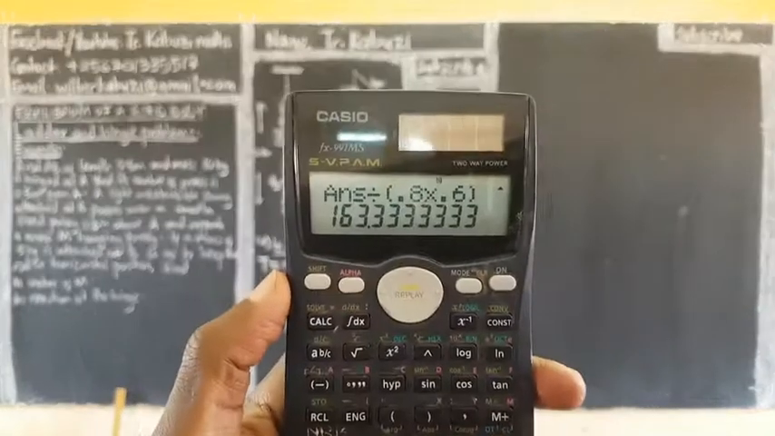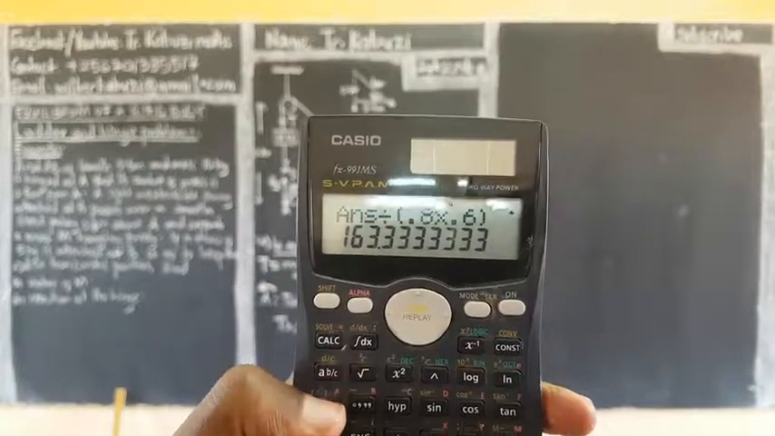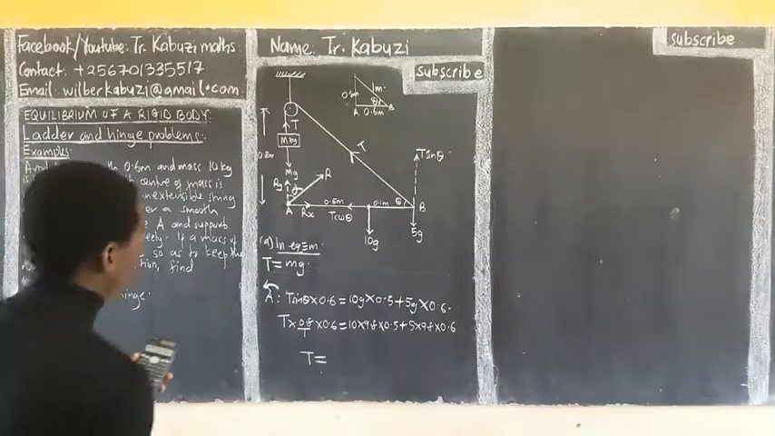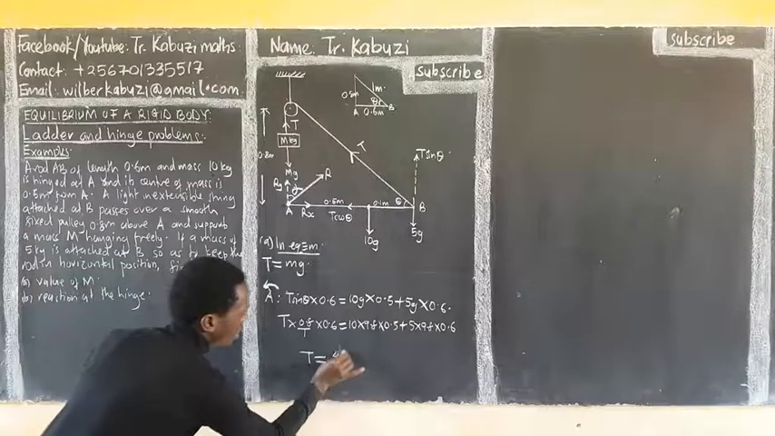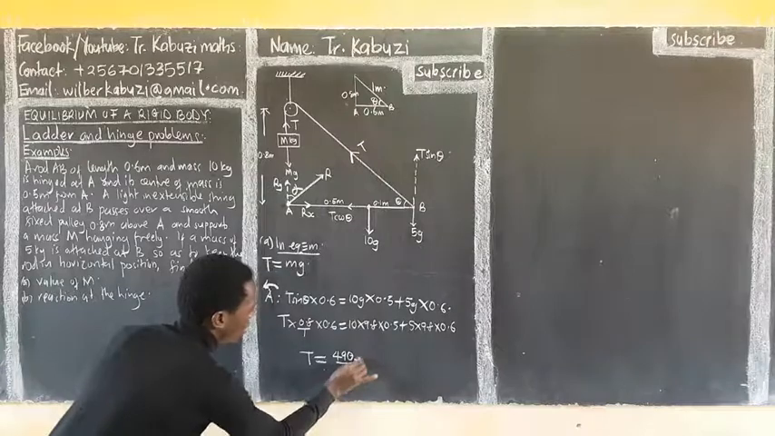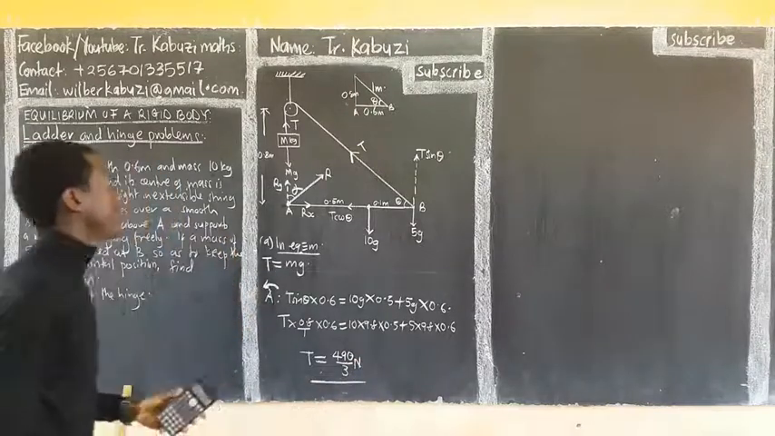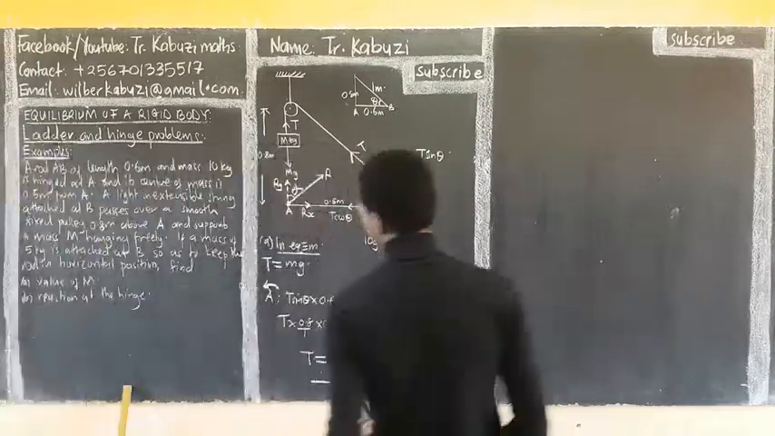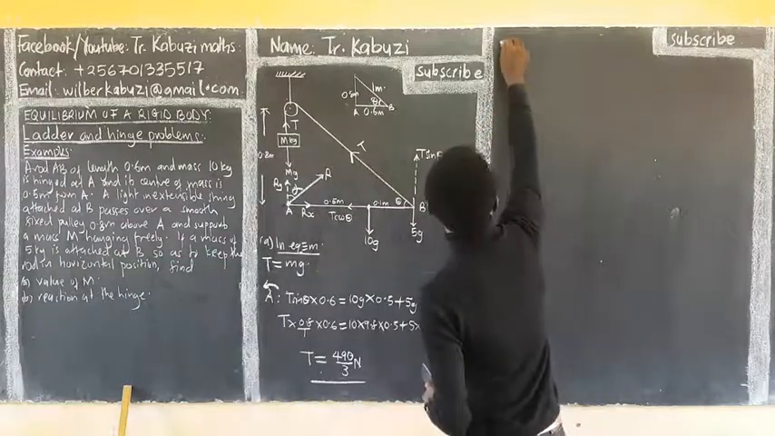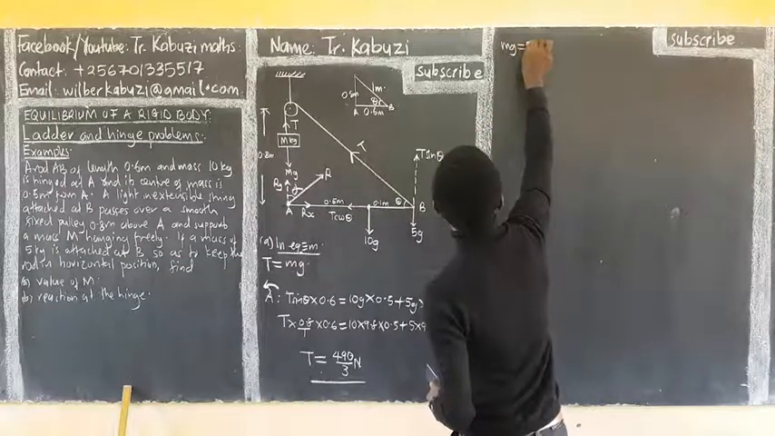That's the answer I'm getting. Then I convert to a fraction. You see that it's going to be 490 over 3 newtons. That's going to be my tension. So after getting the tension, now I can come and I get this: my mg equaling T.